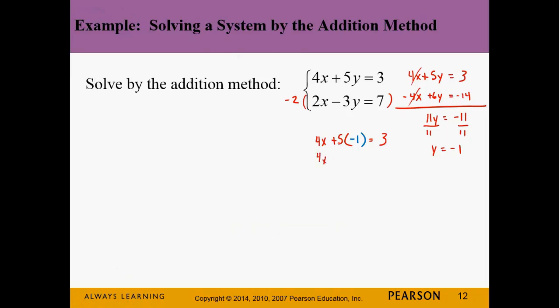So 4X, what's 5 times negative 1? Negative 5 equals 3. Add the 5 to both sides. 4X equals 8. Divide by 4. X equals 2. So that's going to give me the ordered pair 2, negative 1. Not yet. Normally, yes, but I'm not going to test it because I'm going to do another method and we should get the same answer, and that will kind of verify that it's going to work.